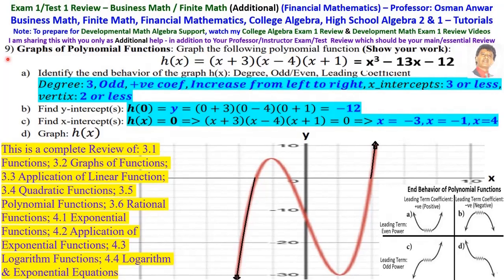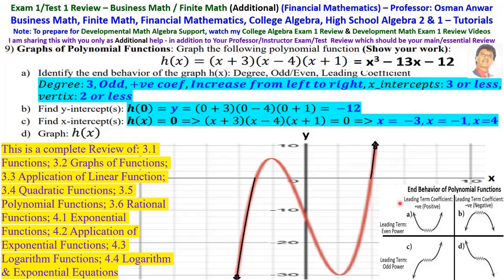Number 9 is graph of polynomial function. Graph the following polynomial function. H of x equals (x plus 3) times (x minus 4) times (x plus 1), which is x cubed minus 13x minus 12. We're going to graph this using end behavior. End behavior is we identify the end behavior of the graph just by looking at the function.